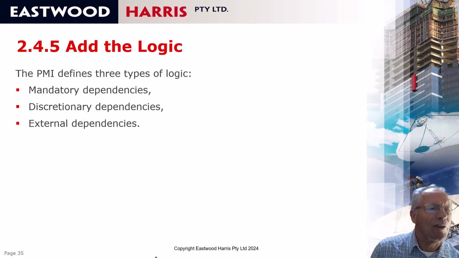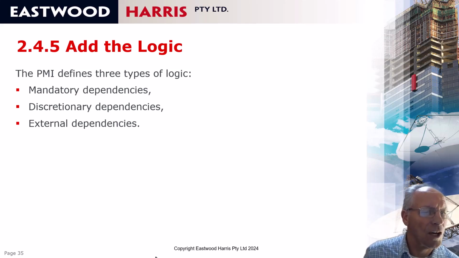Whereas a discretionary dependency determines the order of work. So if you've got 4 holes to dig in a field, are you going to dig one at a time with 1 excavator, or 2 at a time with 2 excavators? And are you going to start with the one nearest the fence or the one nearest the gate? So the discretionary dependencies determine the order of works and are often directed by the methodology statement.